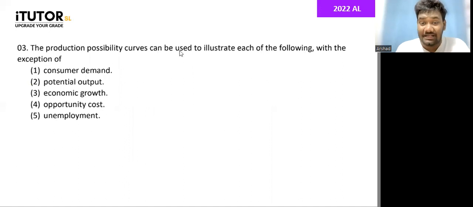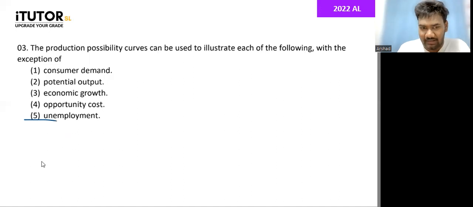The production possibility curve can be used to illustrate each of the following with the exception of, that means in a PPC, you can show all of this. One of these you can't show. Think, guys, in your mind, just think, you should be able to show. Think. Consumer demand, potential output, economic growth, opportunity cost, unemployment. Which of these can't you show on a PPC? Think.